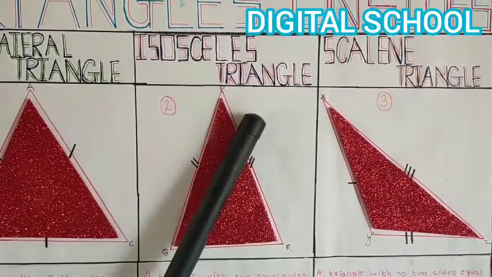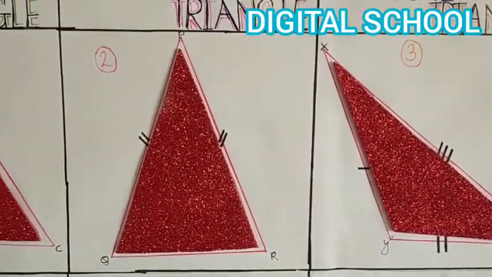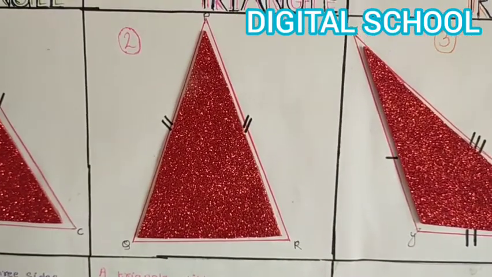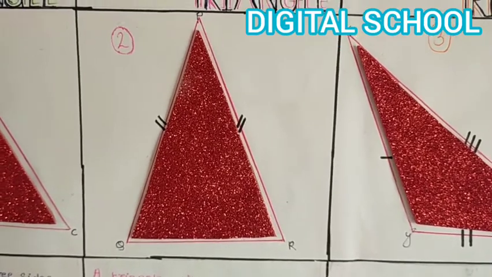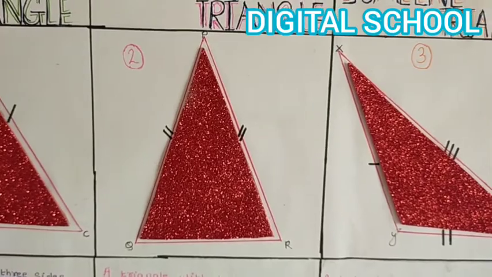Second, isosceles triangle. The definition of isosceles triangle is a triangle with two equal sides is called an isosceles triangle. In triangle PQR, the length of two sides PQ and PR are equal.